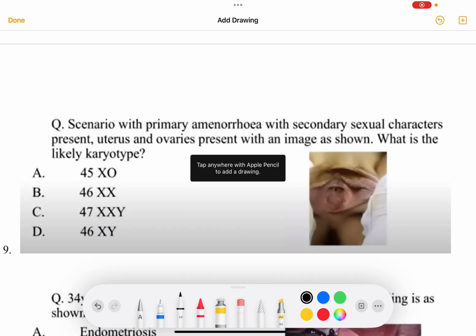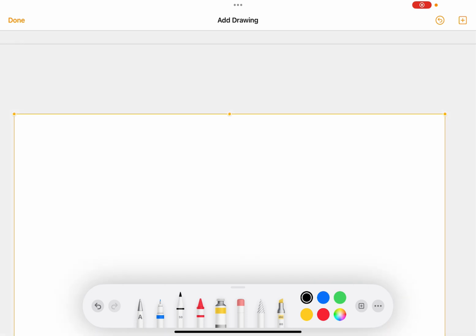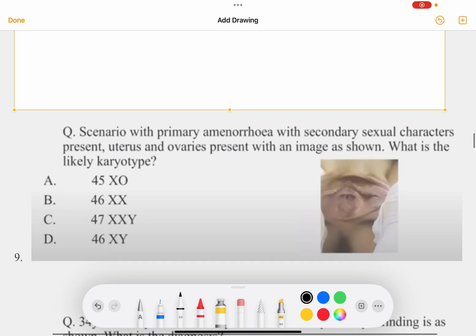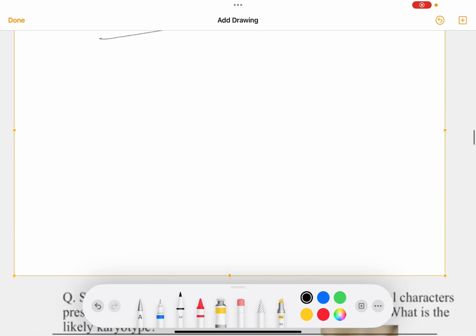Coming to the next scenario, question number 9. Primary amenorrhea with secondary sexual characters present, uterus, ovaries, all are present. What is the karyotype of the patient? So basically the patient has a uterus, the patient has ovaries, so everything is present, and the picture shows that there is a blind vaginal opening. There is a blind vaginal opening.